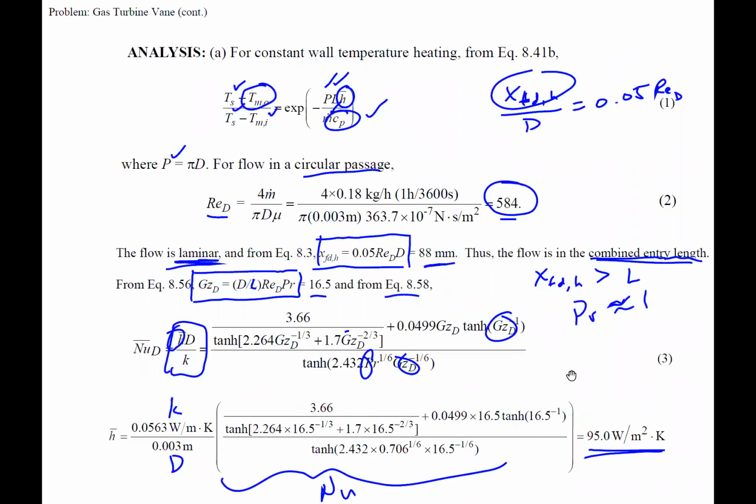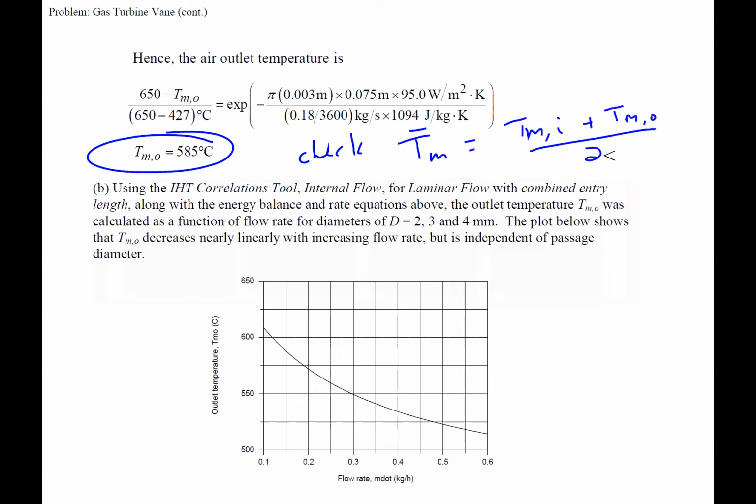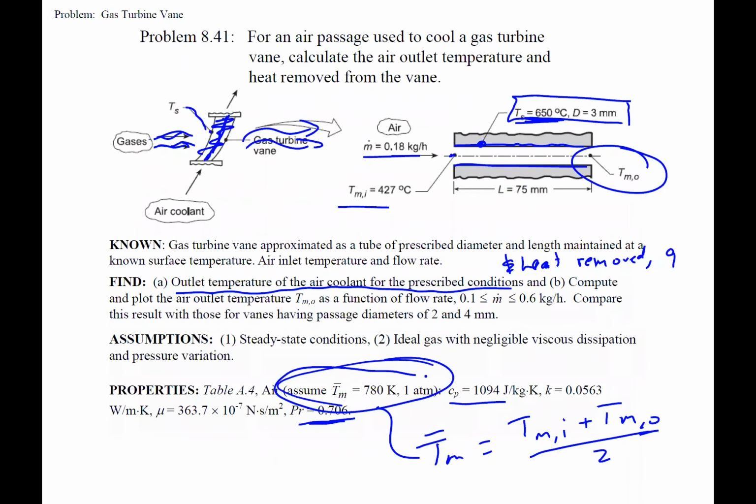So we go back to our equation up here. Now we have the convection coefficient, solve for our outlet temperature, and we get 585 degrees Celsius. And then we can check our mean. We're checking our guess from right here. Okay.